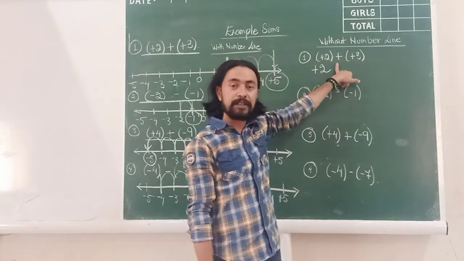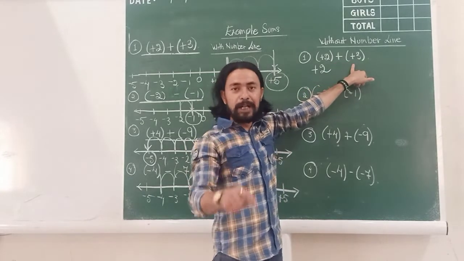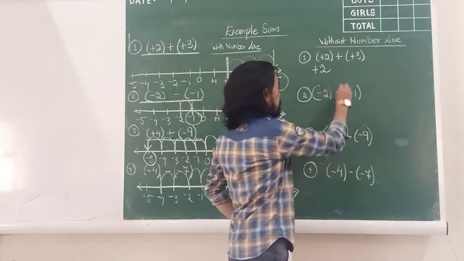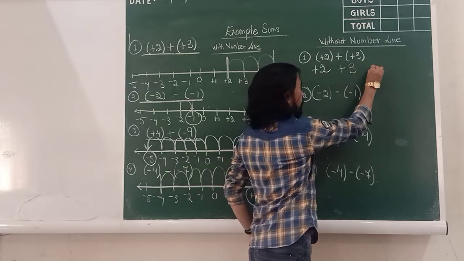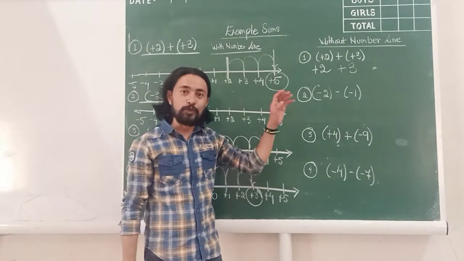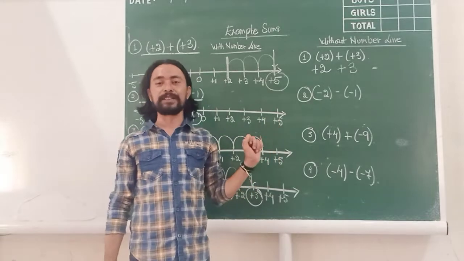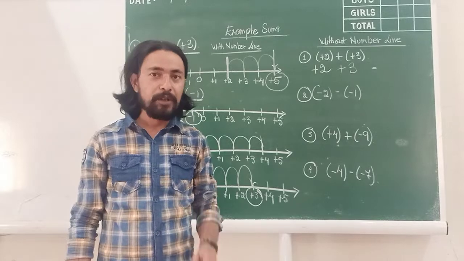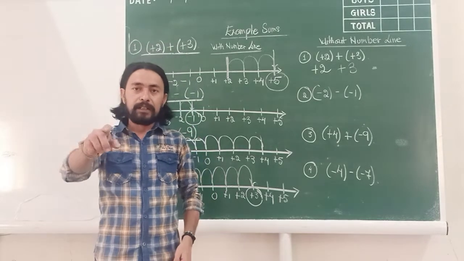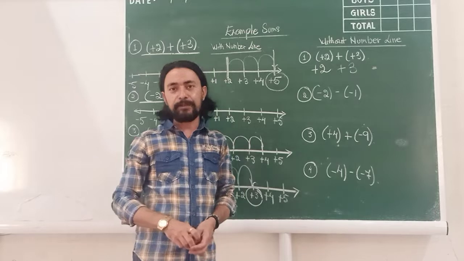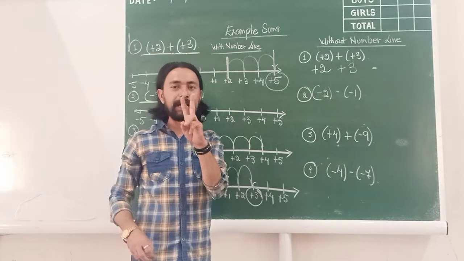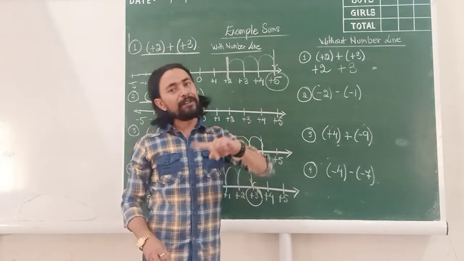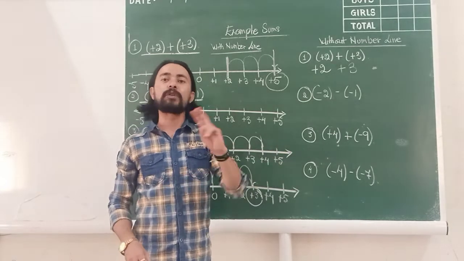Now to remove this bracket, I must multiply what's outside with what's inside. What's outside? Plus. What's inside? Plus. Look at the multiplication rule. Plus into plus gives me what? Plus. So the rule of multiplication will help you to take out the numbers. Now you will be left with two numbers, and like I told you in my previous video when I was explaining the rule for addition and subtraction, at the end you will be left with two numbers. Both will be either positive or both will be negative, or one will be positive and one will be negative.